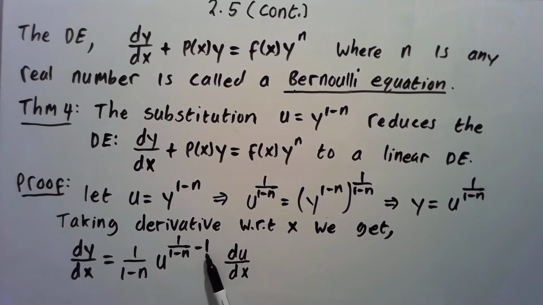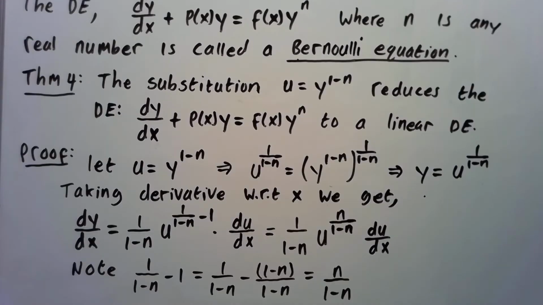And we can write 1 as 1 minus n over 1 minus n, so let's do that. Okay, so I added the 1 over 1 minus n minus 1, so the 1 you can write as 1 minus n over 1 minus n, then the minus sign will distribute there, and the ones will cancel and just become n over 1 minus n. So substituting up here then, the dy/dx guy becomes 1 over 1 minus n u to the n over 1 minus n du/dx.